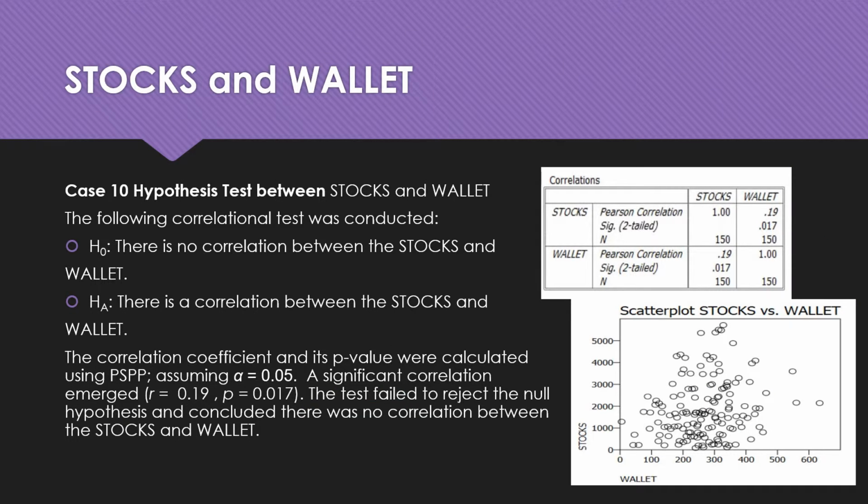The next example is stock and wallet. As said, when P is greater than 0.05, then the test fails to reject. It's supported as well with the graphs. We cannot draw lines between the points. We cannot say it's increasing or it's decreasing. So we are failing to reject the null hypothesis and conclude there was no correlation between the stocks and the wallet.